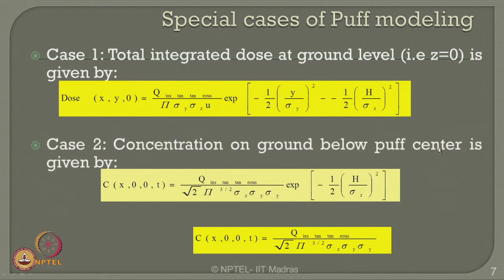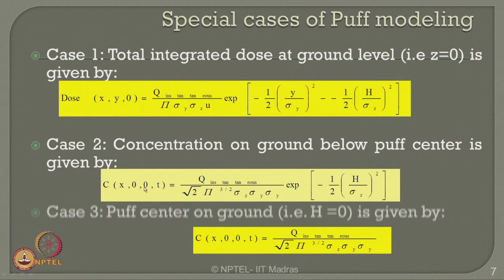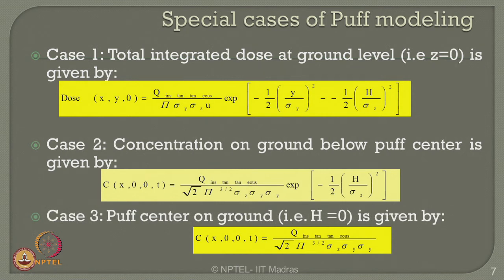If one wants to find out the concentration on the ground exactly below the puff center, then it can be given by this equation. As you see here, y is also set to 0 in this case. If one is interested to find out the puff center on the ground where h is given to be 0, then one can find in this case a given equation. As you see here in all the equations, sigma x, y and z are actually given by the dispersion coefficients at the various axes x, y, z respectively.